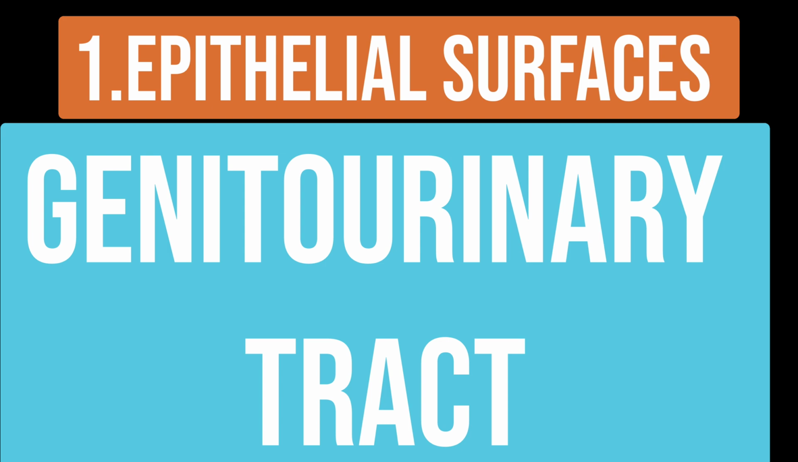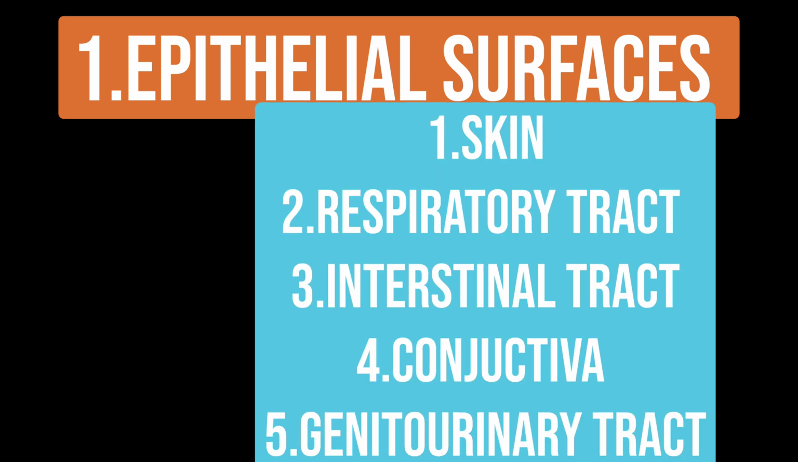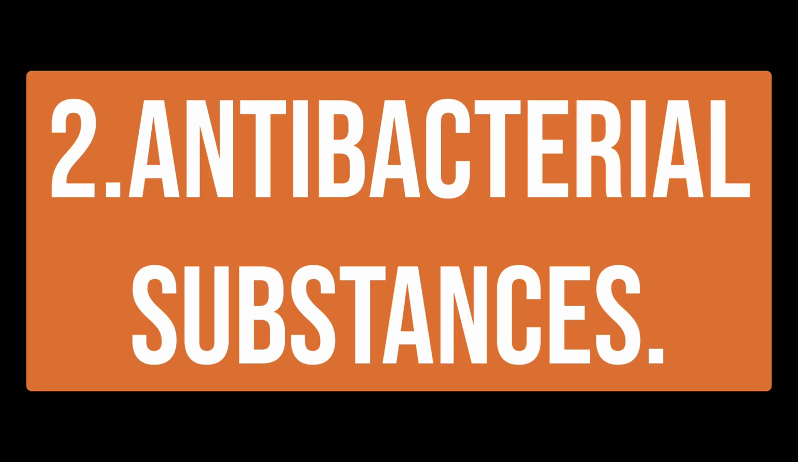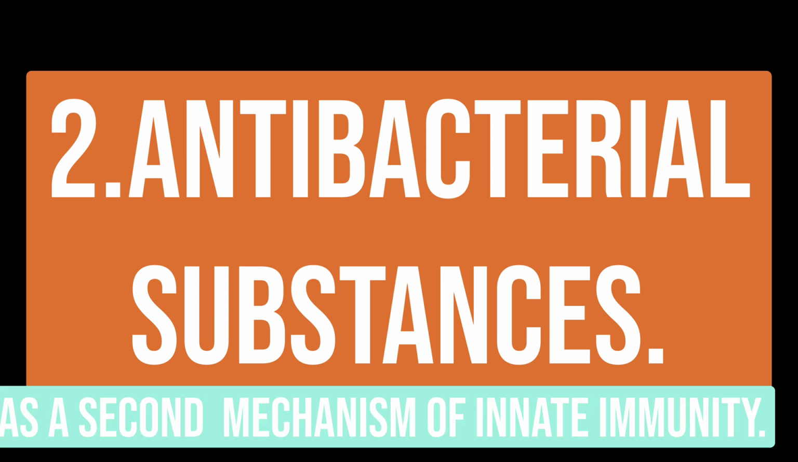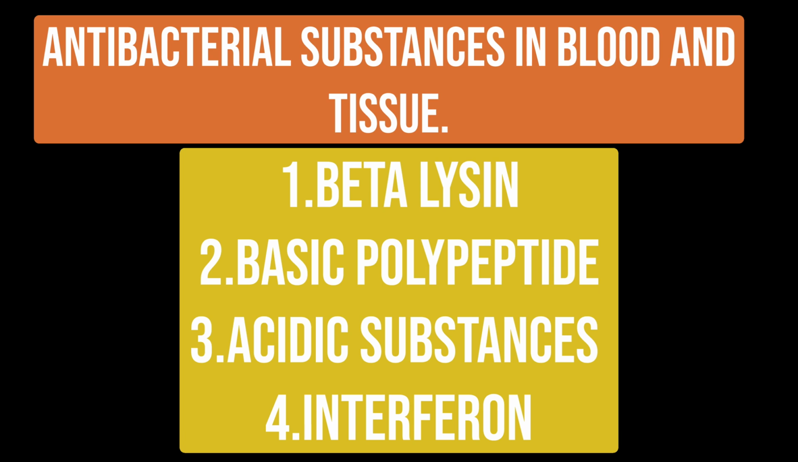So we are done with the epithelial surfaces, where we have seen the skin, the respiratory tract, the urogenital tract, and the GIT. So we're at the next mechanism, that is antibacterial substances. Antibacterial substances in blood and tissues. Which are these antibacterial substances in blood and tissue? There are a number of antibacterial substances present in blood and tissues. For instance, we have beta-lysine, we have basic polypeptide, we have acidic substances, and then we have interferon. So let's touch a little bit on them.